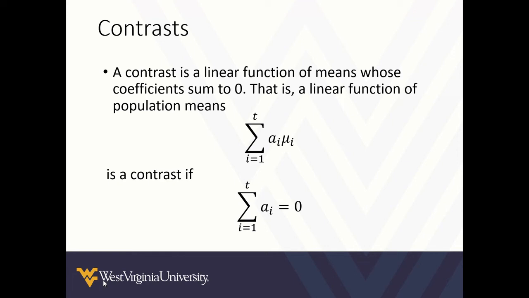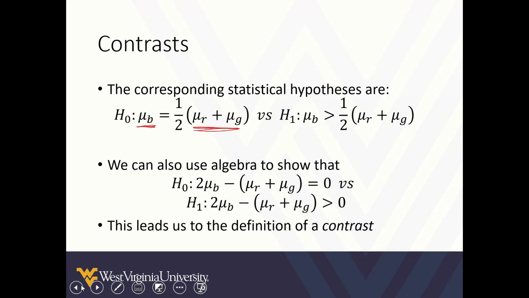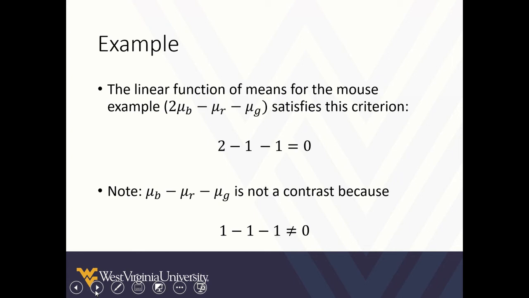So a contrast is a linear function of our population means whose coefficients sum to 0. The summation of i equals 1 to t of a_i times mu_i is a contrast if the summation of i equals 1 to t of a_i equals 0. And so what we want is we want these coefficients to sum to 0 in order for it to be called a contrast. And like I said, this keeps things balanced.